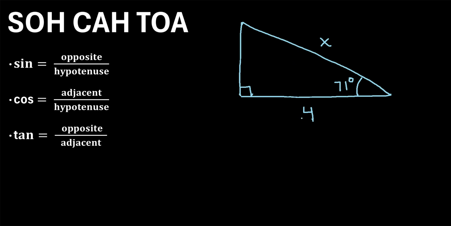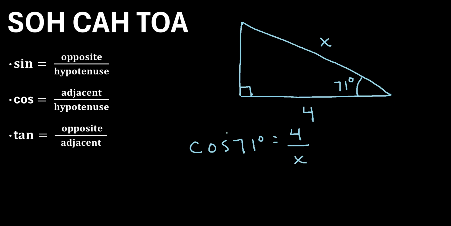So we have adjacent, which is A in our acronym, and hypotenuse, which is H. So which of these has the A and H? That would be this one right here, the cosine. So we're going to use the cosine in this example. So we can say the cosine of 71 degrees is equal to, the definition says, the adjacent side over the hypotenuse. So the adjacent side is 4 divided by the hypotenuse, which is x.